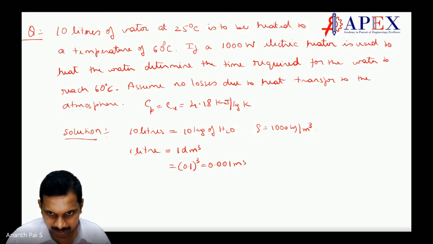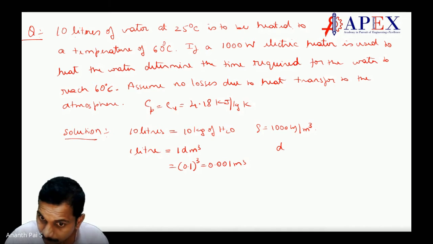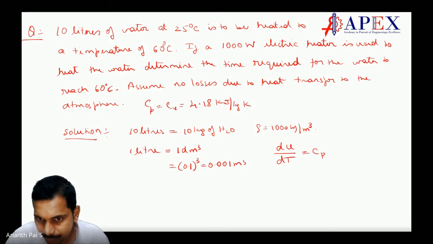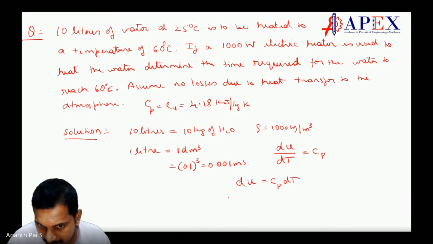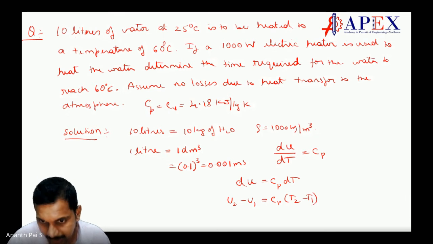Fine. Next, another point we have to understand: whether you take internal energy or enthalpy, let us take internal energy. When you take du by dT, it is equal to Cp. So du is equal to Cp dT. So change in internal energy, u2 minus u1, should be equal to Cp into T2 minus T1. When you integrate, you get this.